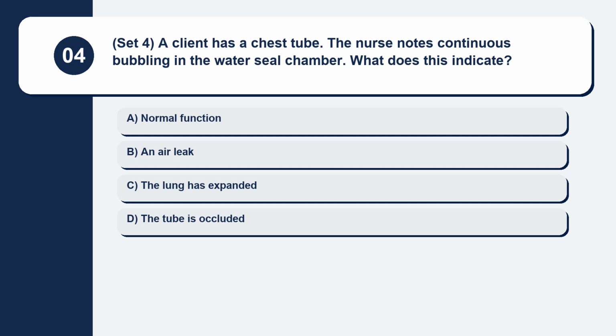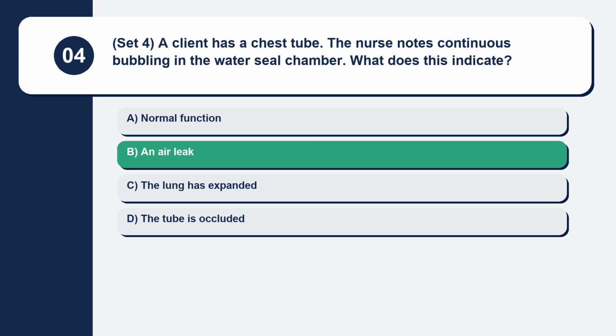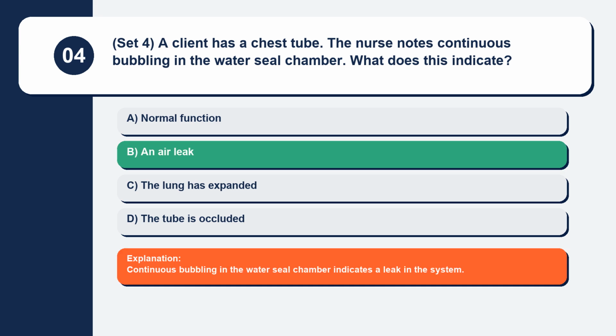Question 4. Set 4. A client has a chest tube. The nurse notes continuous bubbling in the water seal chamber. What does this indicate? Normal function, an air leak, the lung has expanded, the tube is occluded. Continuous bubbling in the water seal chamber indicates a leak in the system.